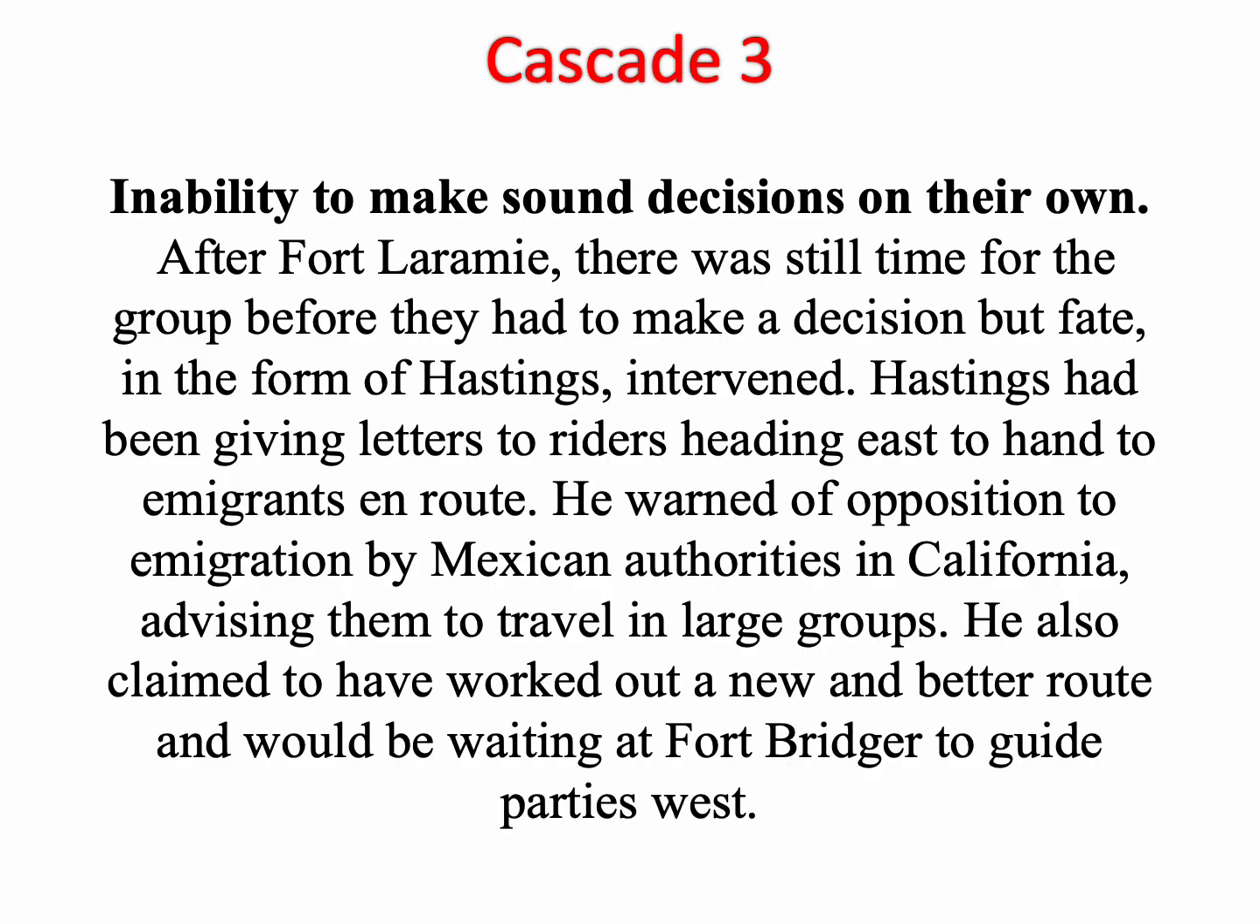Inability to make sound decisions on their own. After Fort Laramie, there was still time before they had to make a decision, but they got a letter from Hastings. He was sending letters with people heading east, to hand to immigrants. He warned of opposition by Mexican authorities in California. He also claimed to have worked out a new and better route and would be at Fort Bridger to guide the party west. Unfortunately, he wasn't there when they arrived.